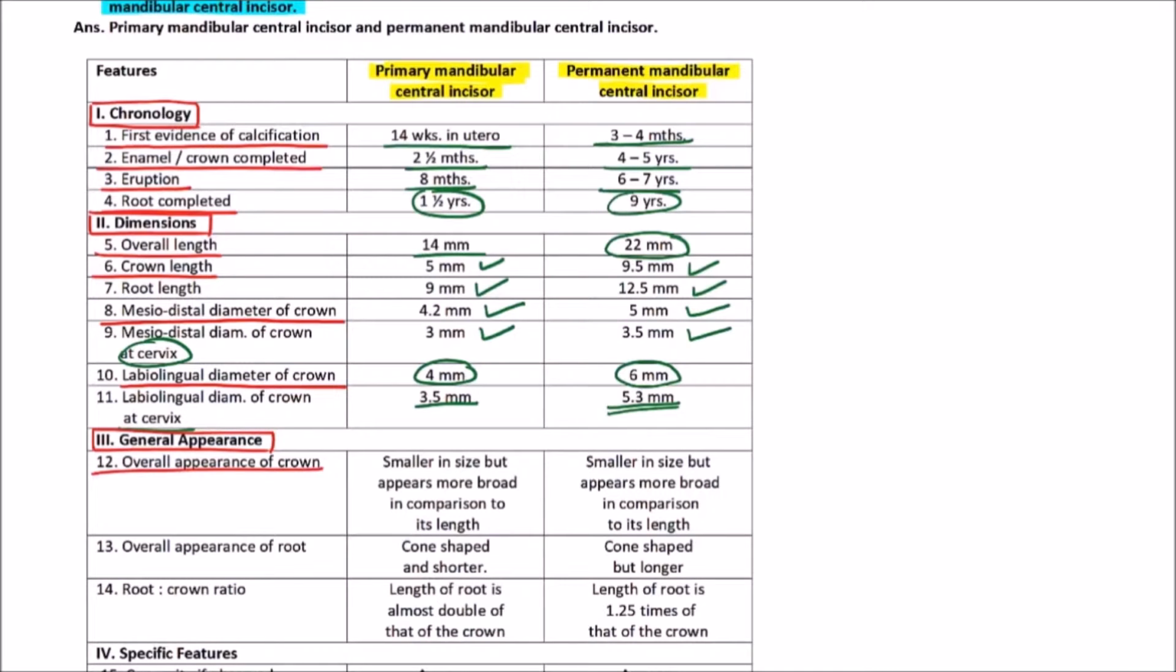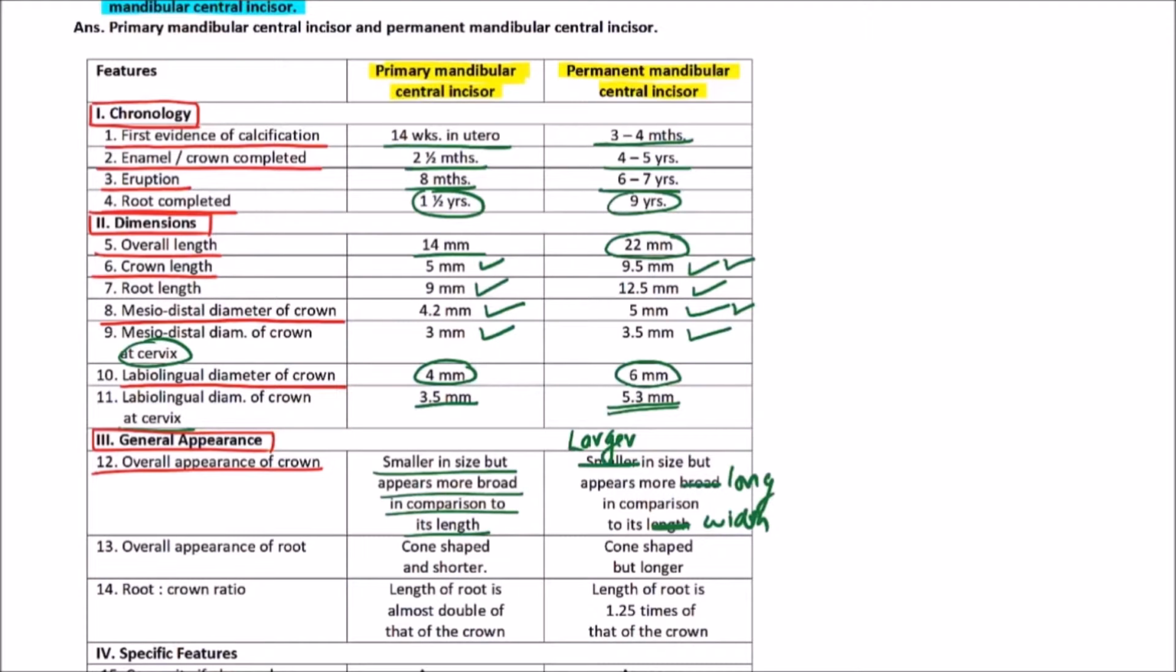Overall appearance of the crown. So in primary mandibular central incisor, the crown appears to be smaller in size but appears more broad in comparison to its length. Here the crown is larger in size but it appears more long in comparison to its width.